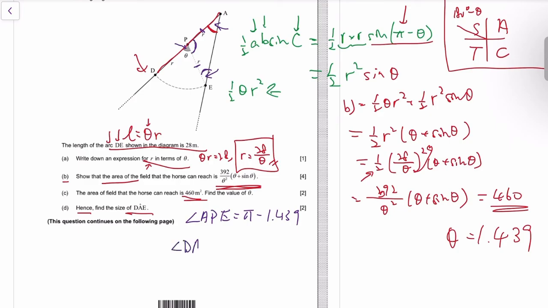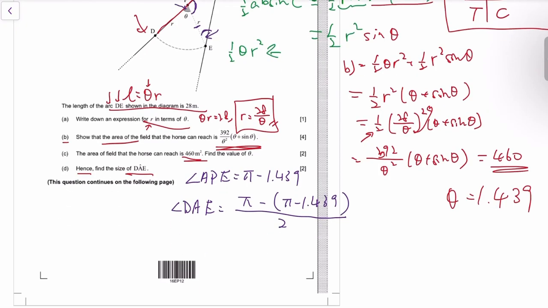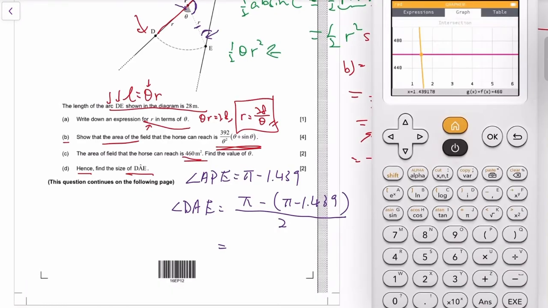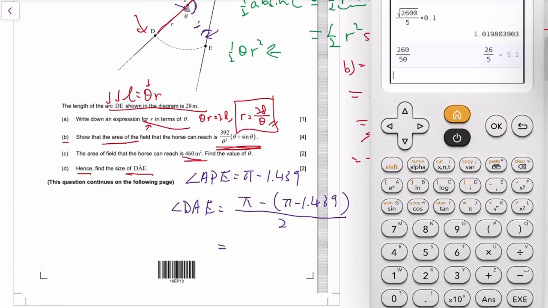And then angle DAE would be pi minus APE, divided by 2 because those two angles are the same. It's again pi minus because the angle sum of a triangle is also 180. So you can press the calculator to get that. You should get 1.439 divided by 2. So it's 0.7195.